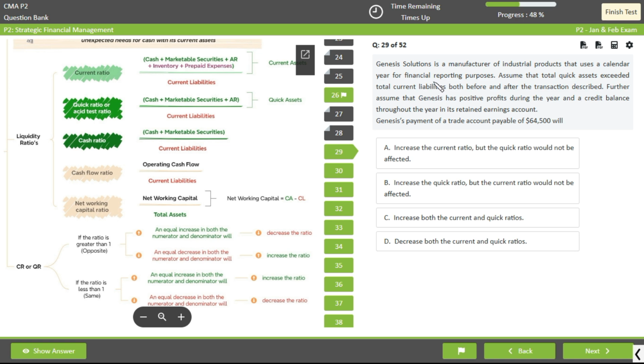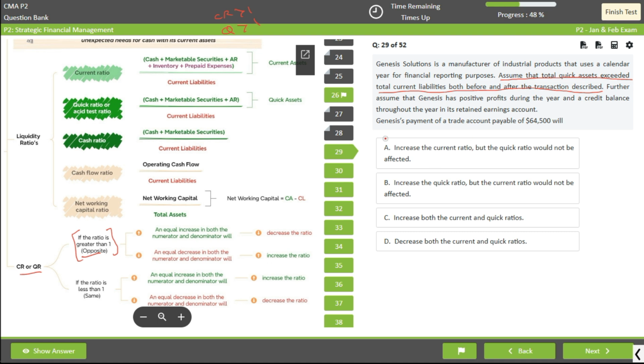So, first let us understand your quick ratio and current ratio. Assume that your total quick assets exceeded total current liabilities both before and after the transaction described. This means your current ratio is greater than 1 and your quick ratio is greater than 1. If the current ratio and quick ratio are greater than 1, the effect is opposite. An equal increase in both the numerator and the denominator will decrease the ratio. An equal decrease in both the numerator and the denominator will increase the ratio.